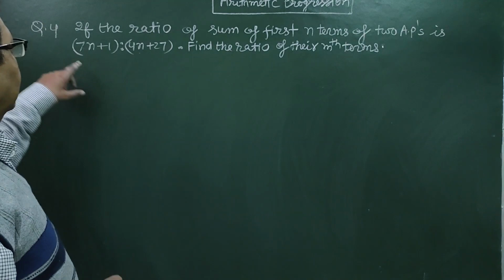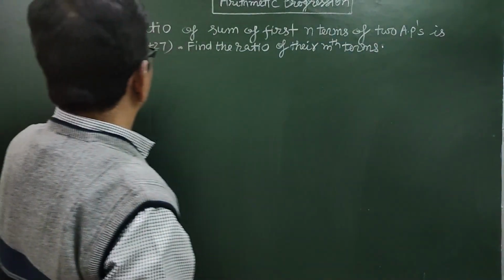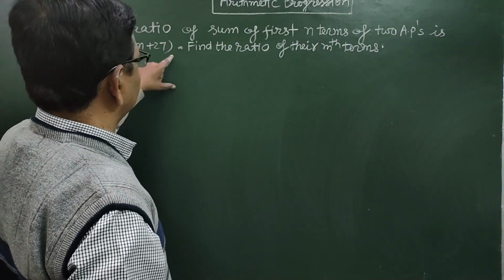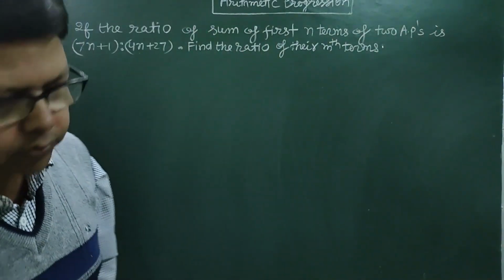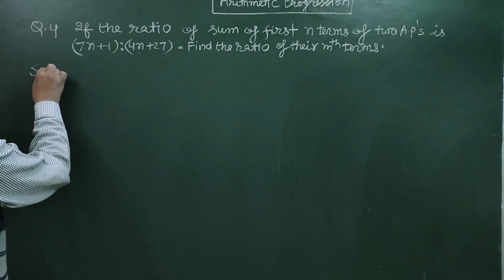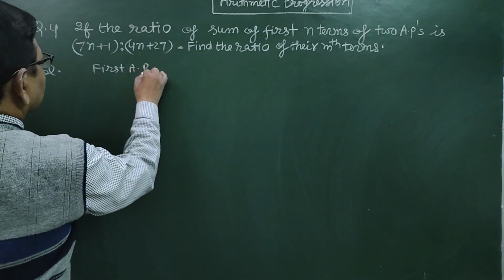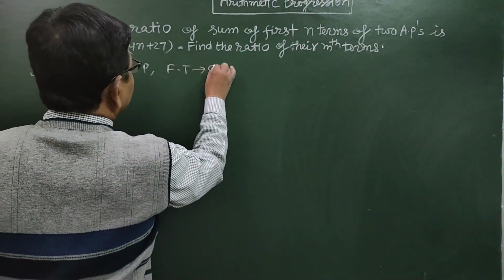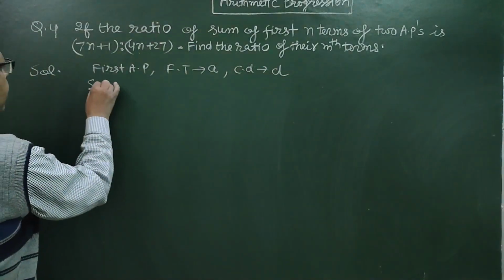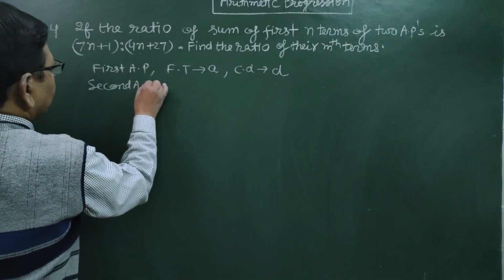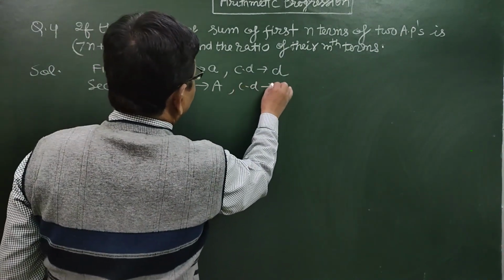Next question, question number 4. If the ratio of sum of first n terms of two APs is 7n plus 1 is to 4n plus 27, find the ratio of their mth terms. So there are two APs. First AP, let the first term be a and common difference be d. For the second AP, let the first term be capital A and common difference be capital D.